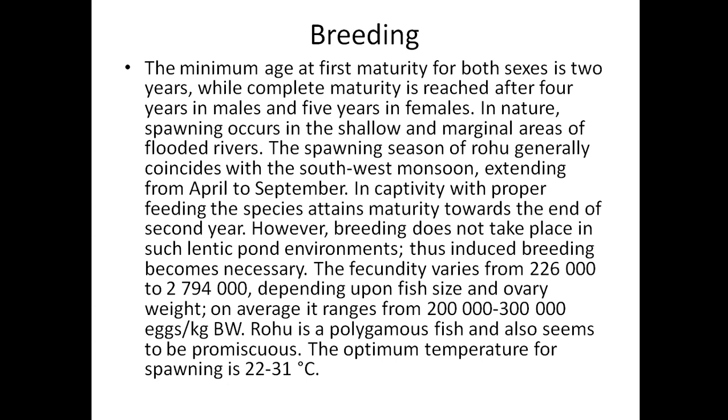Minimum age for maturity for both sexes is 2 years. To attain complete maturity, it's only after 4 years in males and 5 years in females. Spawning season of rohu generally coincides with the southwest monsoon. Most fishes' breeding season coincides with the southwest monsoon because they know that once the monsoon starts, the water is assured. Extending from April to September usually. But breeding doesn't take place in lentic, that is standing water environment.